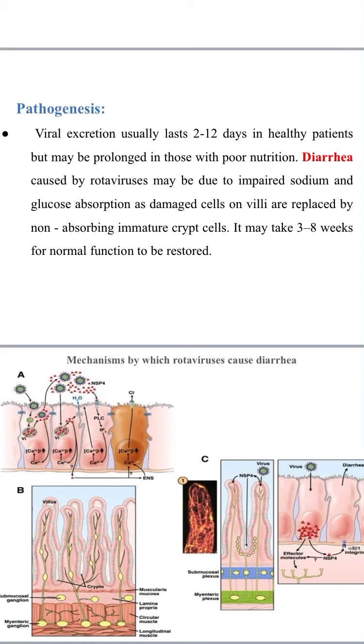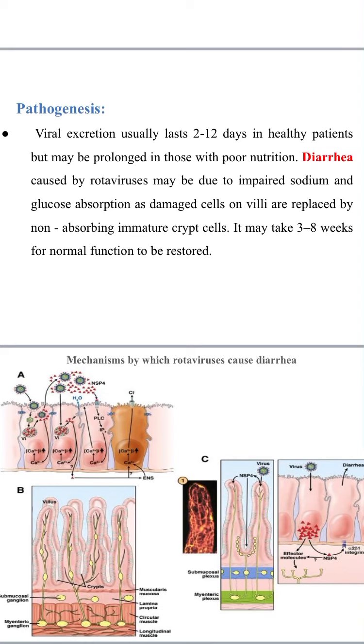Viral excretion usually lasts 2 to 12 days in healthy patients, but may be prolonged in those with poor nutrition. Diarrhea caused by rotaviruses may be due to impaired sodium and glucose absorption, as damaged cells on villi are replaced by non-absorbing immature crypt cells. It may take 3 to 8 weeks for normal function to be restored.